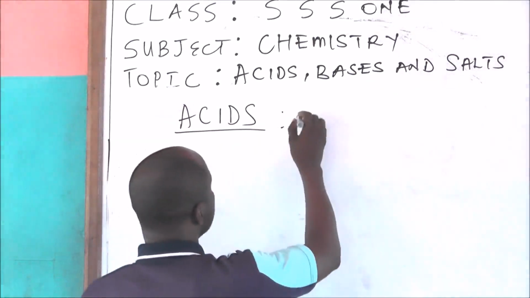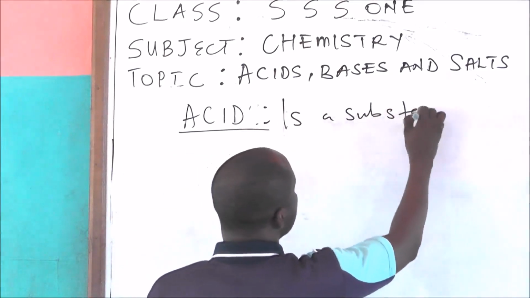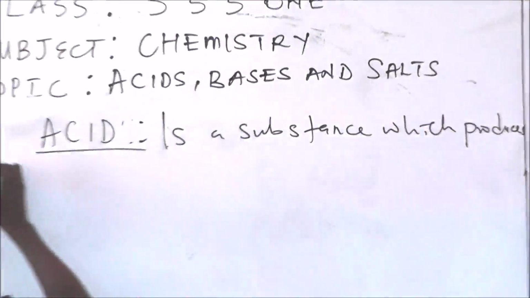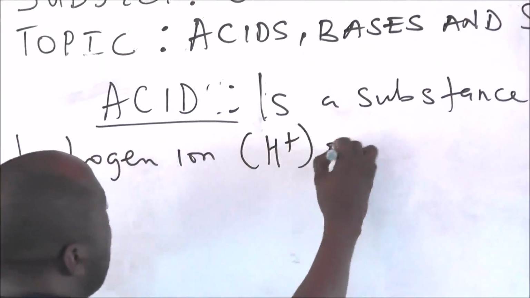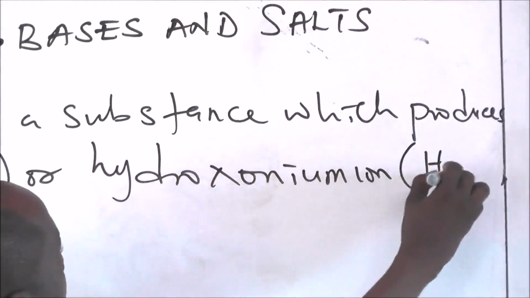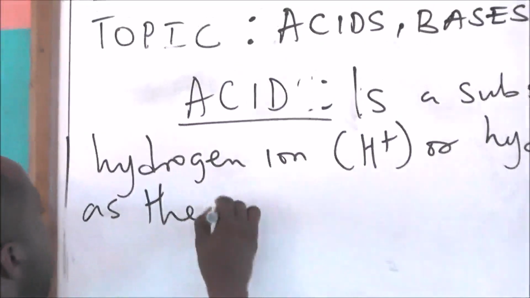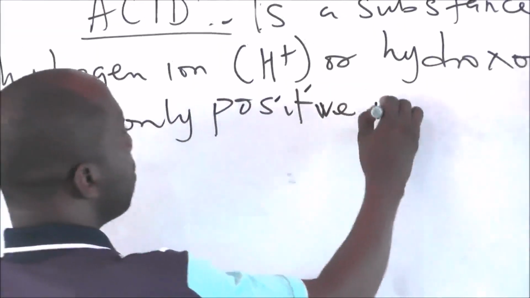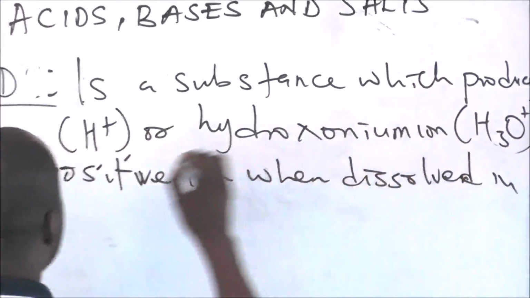We define an acid. Let's say an acid is a substance which produces hydrogen ion or hydronium ion as the only positive ion when dissolved in water.